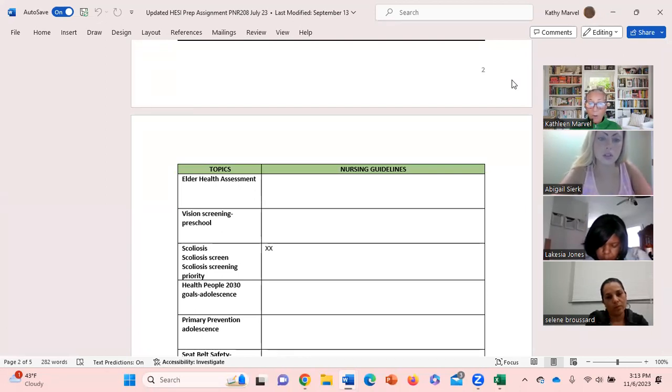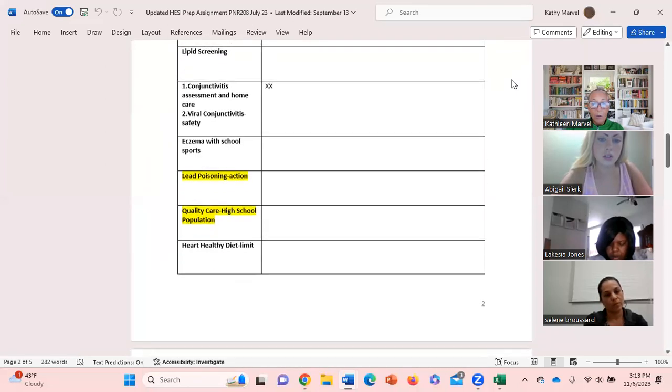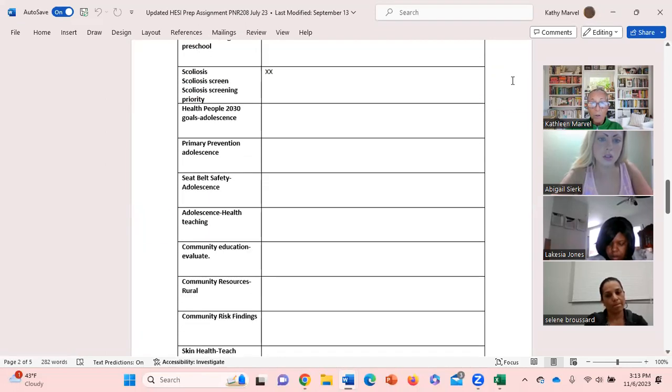Scoliosis, that's in your common childhood ailments. How do we screen for scoliosis? Scoliosis screening priority. The ones that have X's in them are the new ones that I added based on last term's HESIs. That's how recent it is. So I've updated this. Look back on your notes for scoliosis. A lot of the information that you can fill into this comes from your weekly notes. Not all of it, but a lot of it, right?